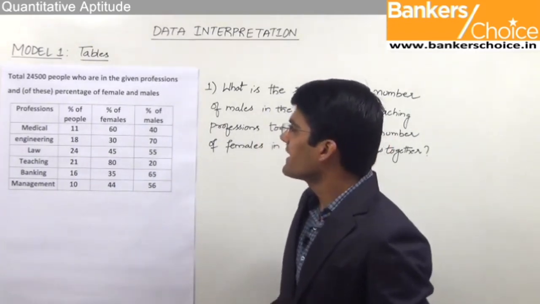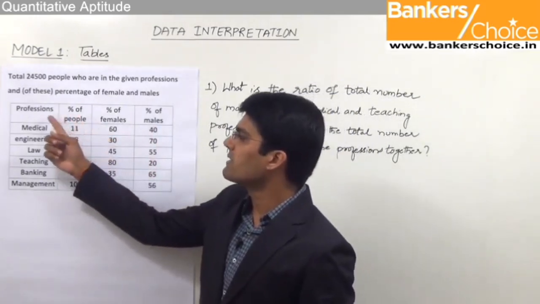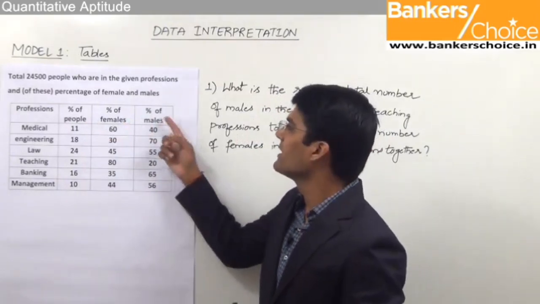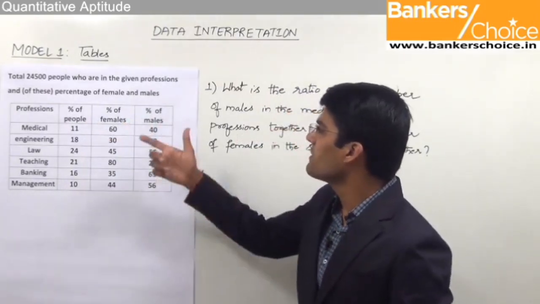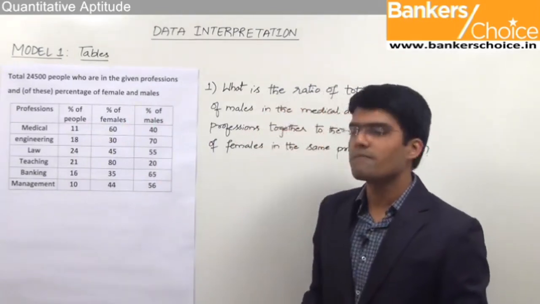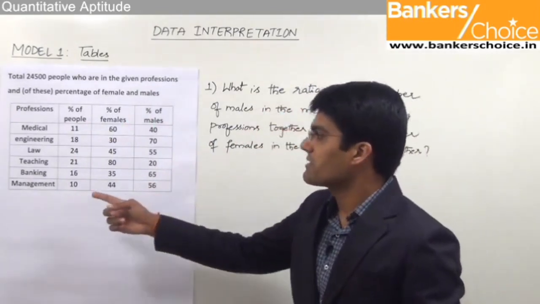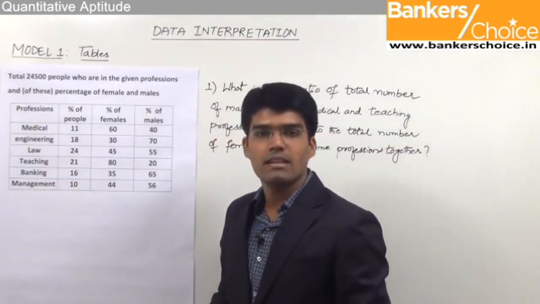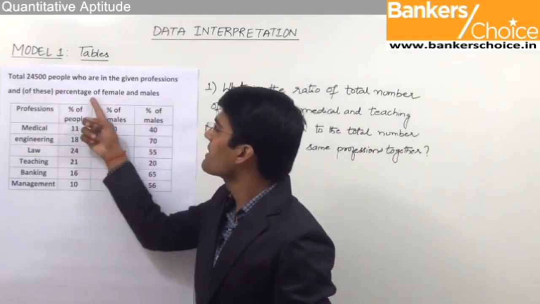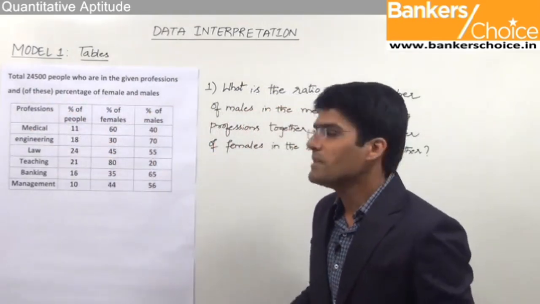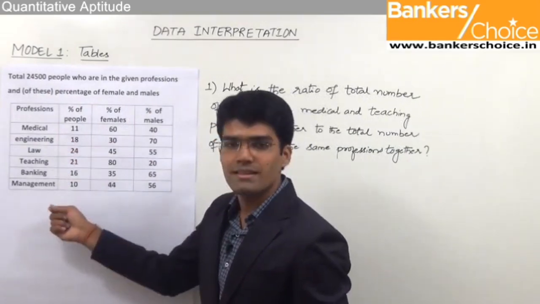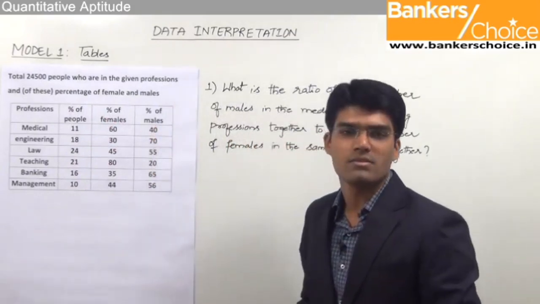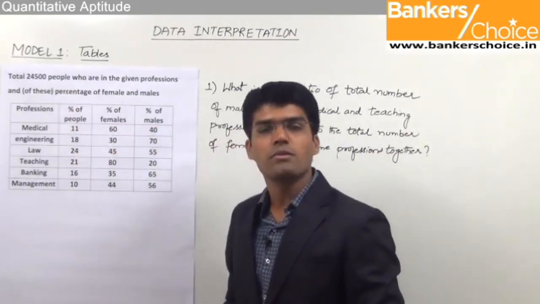So let us take an example based on the information given in a table and see how to answer questions based on that. As you can see here, we have a table with 4 columns. The first column showing professions, the second one percentage of people, the third one is percentage of females, and the fourth one says percentage of males. And the information here reads total 24,500 people who are in given professions. As you can see, the given professions are medical, engineering, law, teaching, banking, and the last one is management. And of these, percentage of females and males. That means if we try to observe, we have 6 professions. For each profession, the percentage of people is given, percentage of females and percentage of males is also given. And the total number of people here is 24,500.